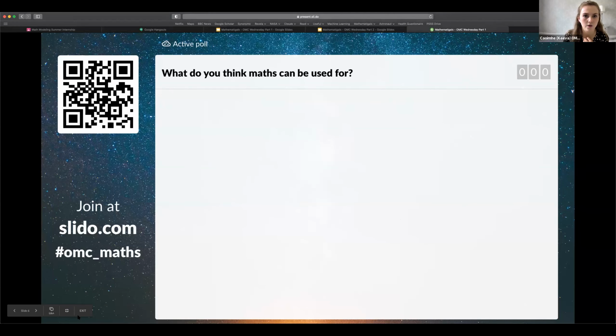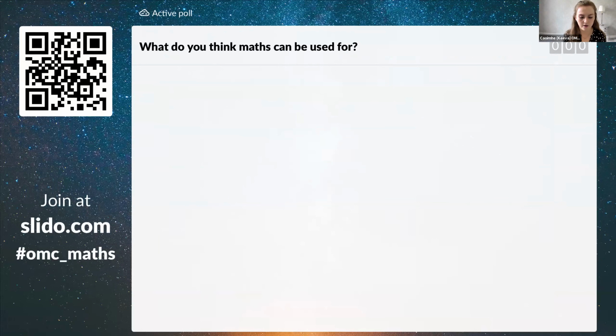Okay, cool. So hopefully now on your Slido, you should have a poll that says, what do you think maths can be used for? You can type in as many answers as you want. Let's just start getting an idea of what you think maths is useful for, maybe what you've used it for in the past, or what you'd like to use it for.